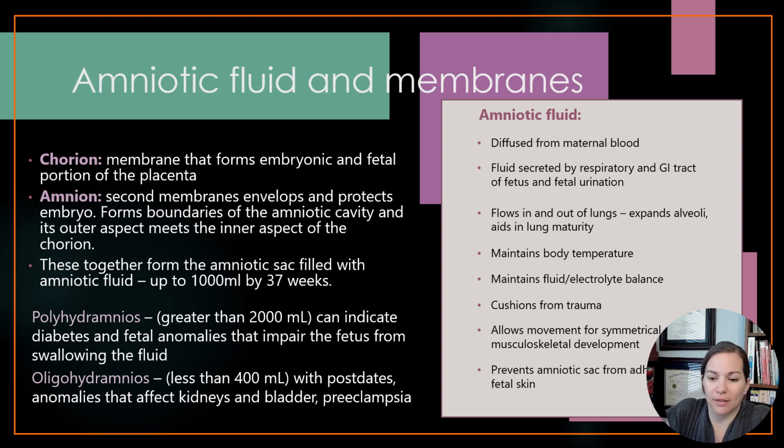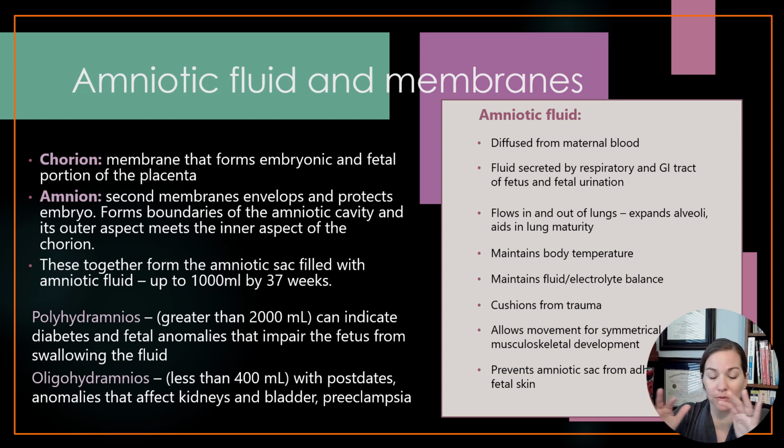All right, speaking of the development of amniotic fluid and membranes. When we're talking about the membranes, we've got the chorion and the amnion. There are actually multiple layers of the membranes, the amniotic sac. The chorion is the membrane that forms the embryonic and fetal portion of the placenta, and the amnion are a second set of membranes that envelop and protect the embryo.